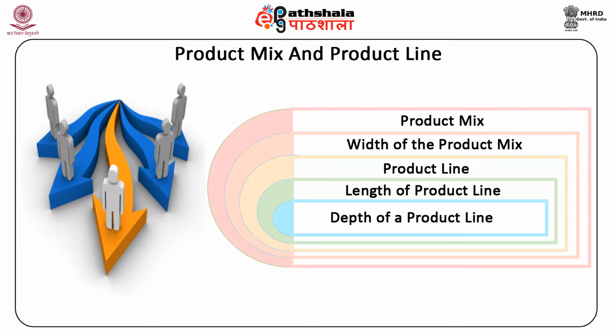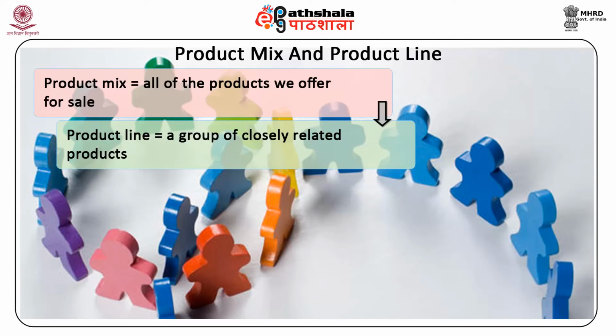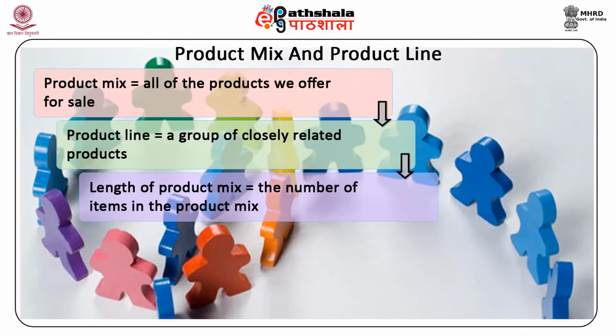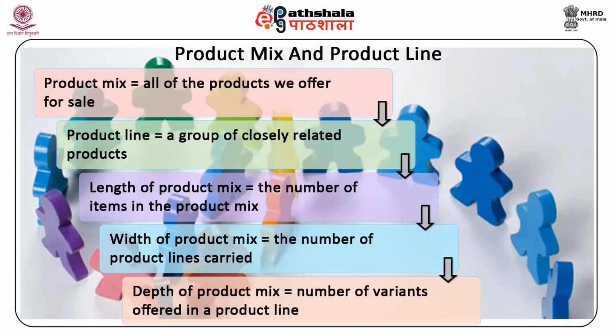It denotes the total number of items under each brand in the line in terms of variants, shades, models, pack sizes, etc. Product mix is equal to all of the products we offer for sale. Product line is equal to a group of closely related products. Length of product mix is equal to the number of items in the product mix. Width of product mix is equal to the number of product lines carried. Depth of product mix is equal to the number of variants offered in a product line.